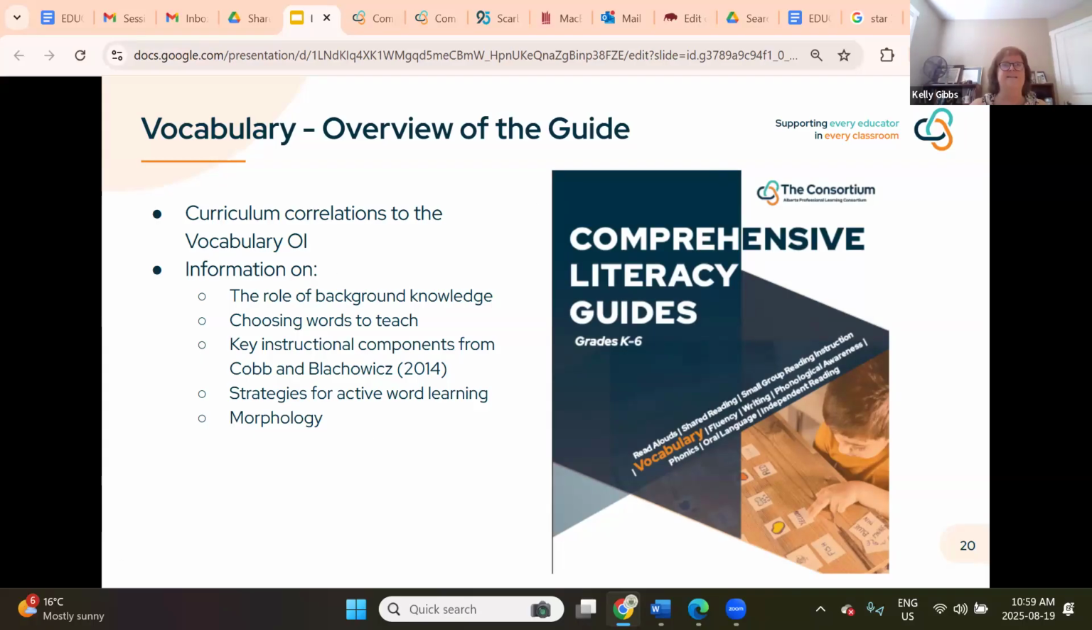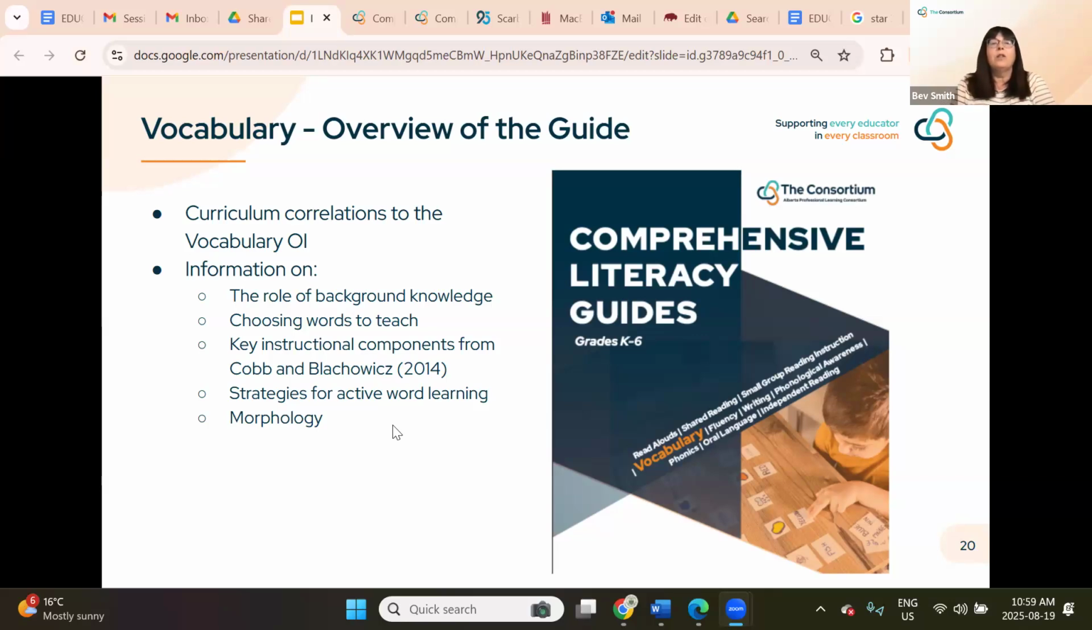All right. Thanks, Kelly. So we're going to talk now about the vocabulary guide. In the vocabulary guide, you'll find the curriculum correlations to the vocabulary organizing idea. You're also going to find some information on the role of background knowledge, because that is really critical to the development of vocabulary. How do we pick words to teach? That's a big challenge. When we know that students need to learn thousands of words every year, our teaching time is finite. So which ones are going to be the most important for us to choose to teach?